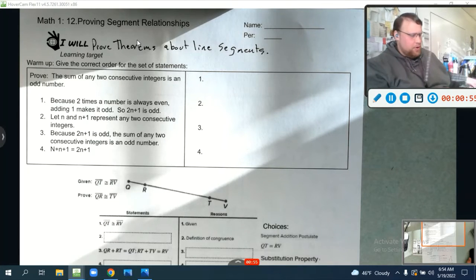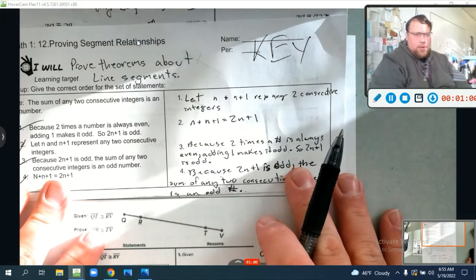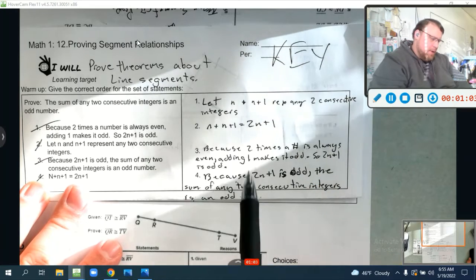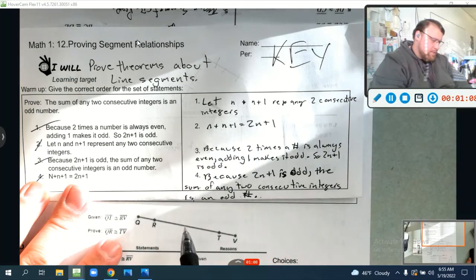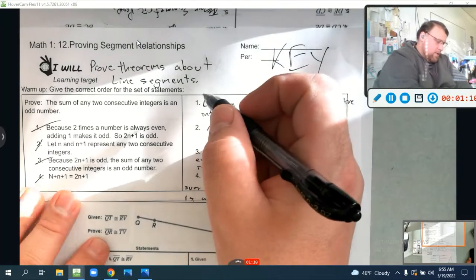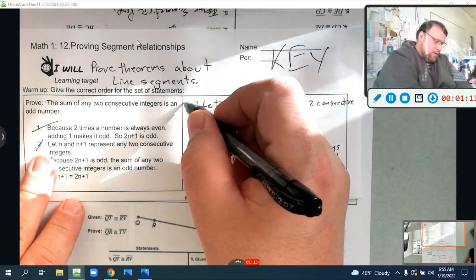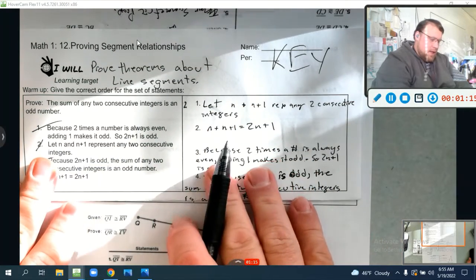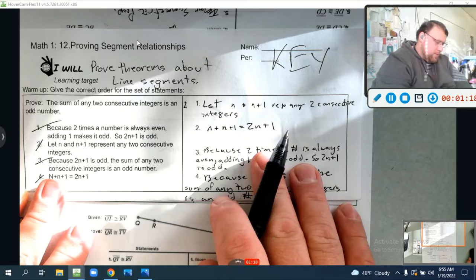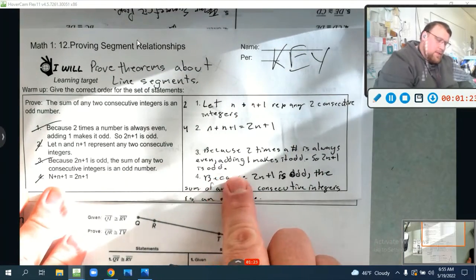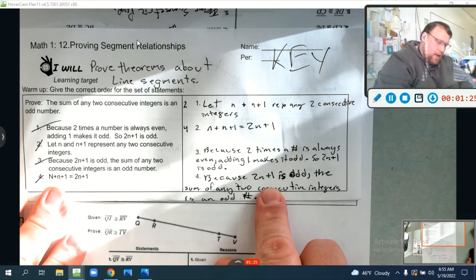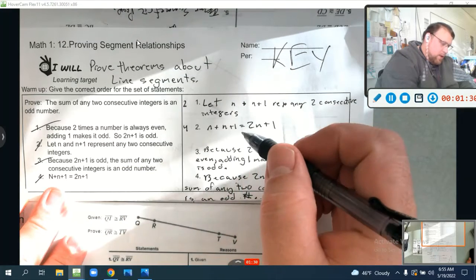All right, I'm assuming you paused it and worked on it. Here's how it works. It should end up, let n plus 1 replace any two consecutive integers. That was number 2. And then it says n plus 1 equals 2n plus 1. So that's 4. And then because 2 times a number is always even, adding 1 makes it odd. So 2n plus 1 is odd, which is number 3.